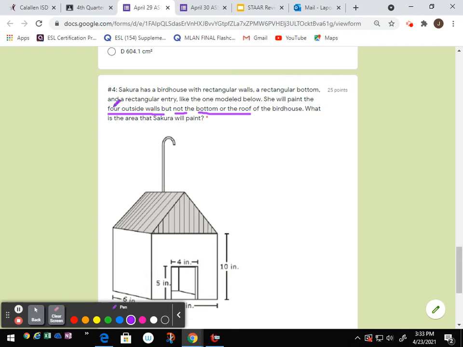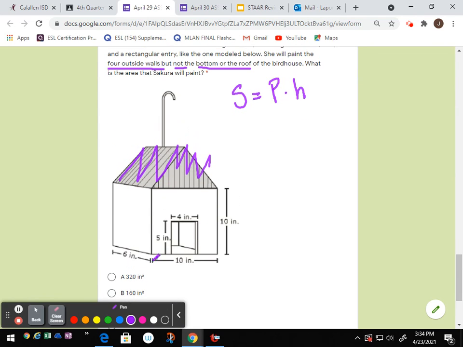So we're not painting the bottom or the roof, so we can just ignore the roof, and we're not painting the floor. If you think about it, we're only painting our 4 side walls, which is the lateral surface area of a rectangular prism. The lateral surface area for a rectangular prism is S is equal to P times H. Let's just worry about this first. We need the perimeter of the base and the height of just the rectangular prism. For the perimeter of the base, we're going to add all 4 lengths of our base, which is in the shape of a rectangle.